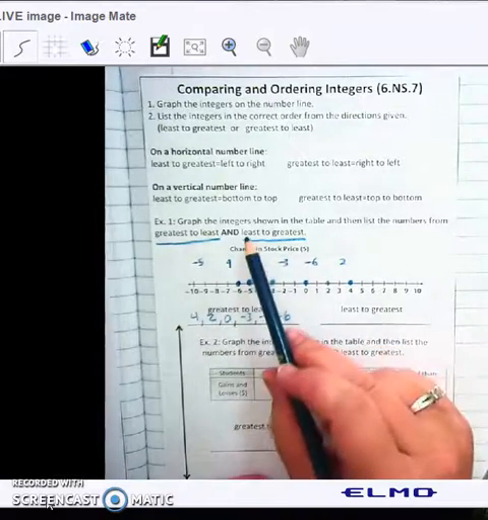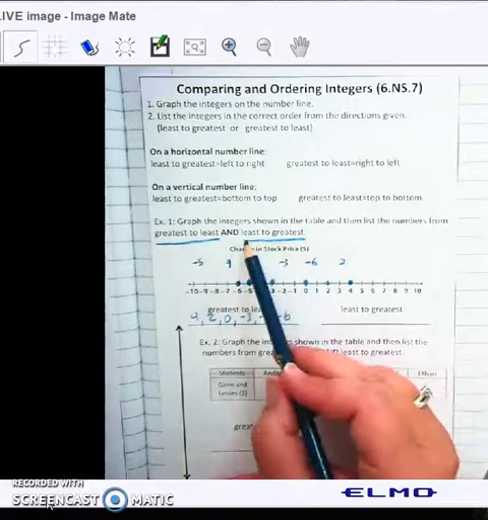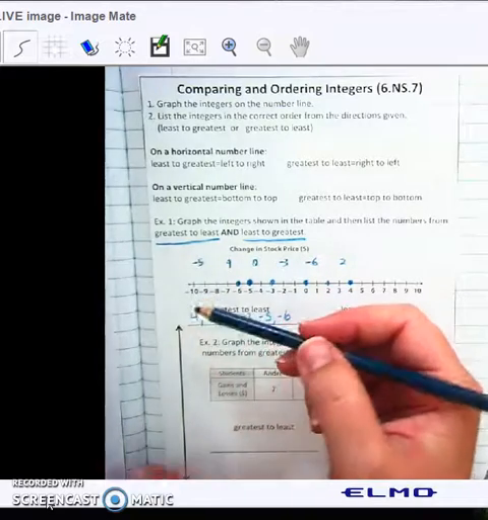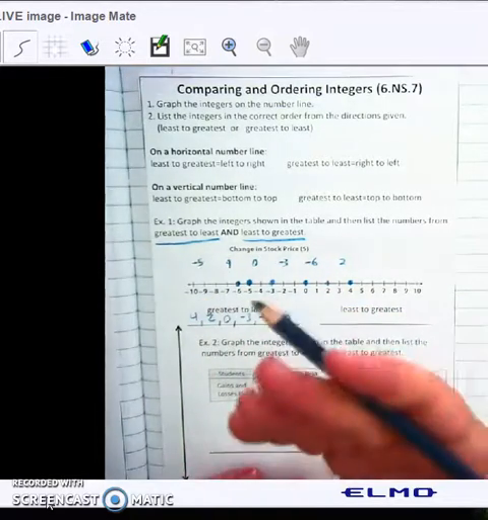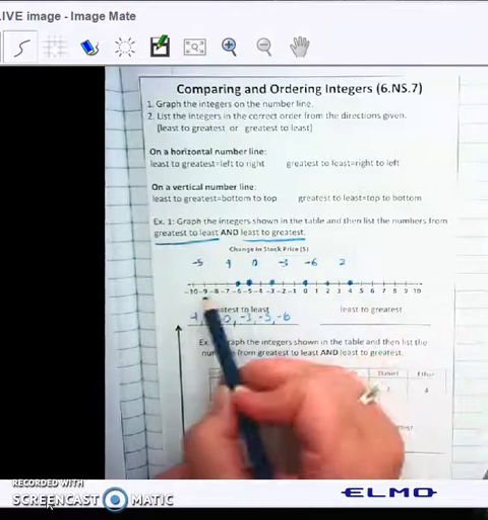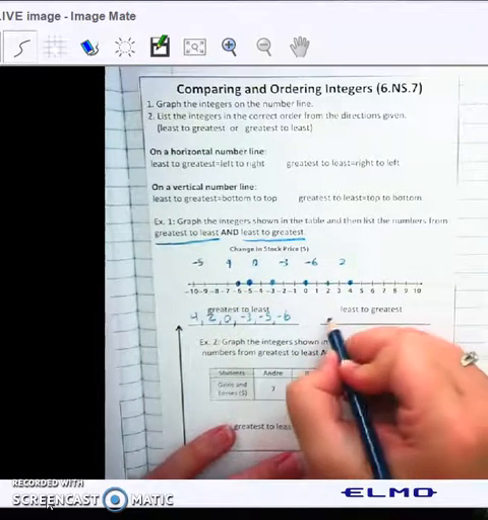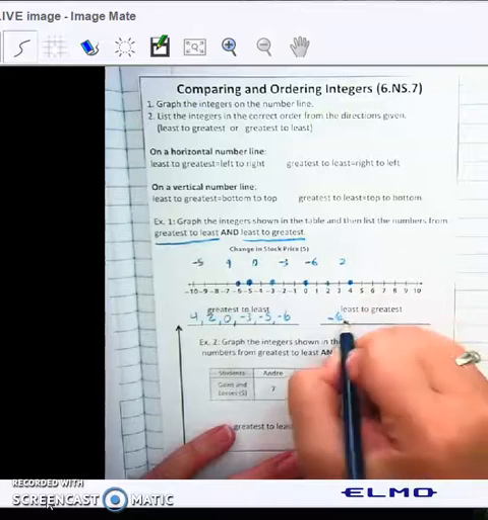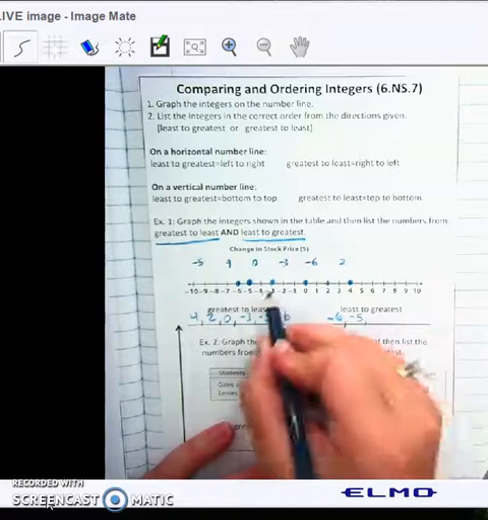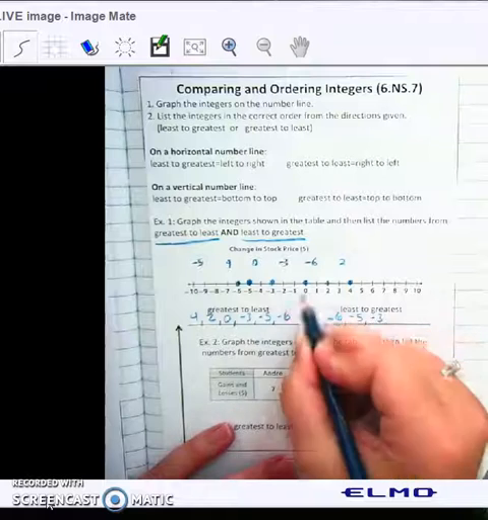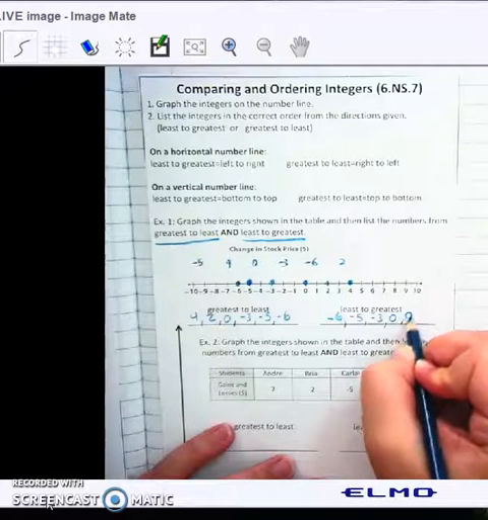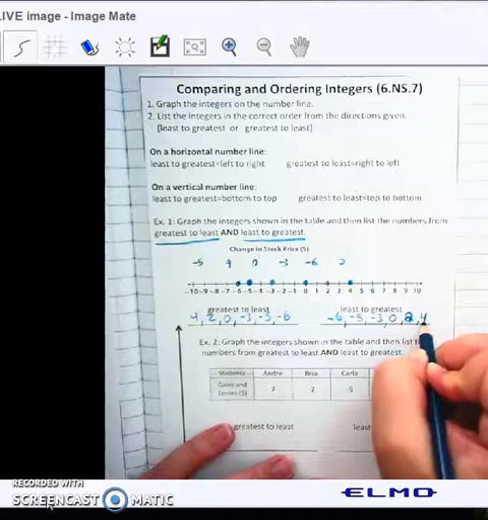And then it asks us to do from least to greatest. So least on a horizontal number line is to the left. You can remember that least and left, they both start with an L, so that's an easy way to remember it. Least goes to the left. So we're going to go all the way to the left, and we see -6. That is our smallest value, so that goes first. Then we have -5, -3, 0, 2 and 4.